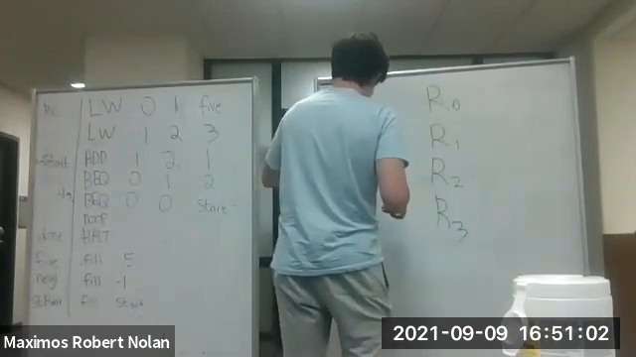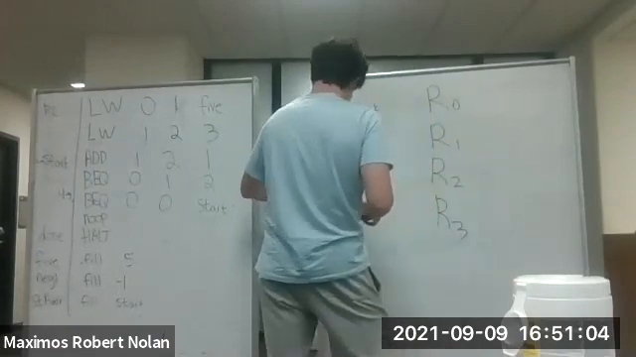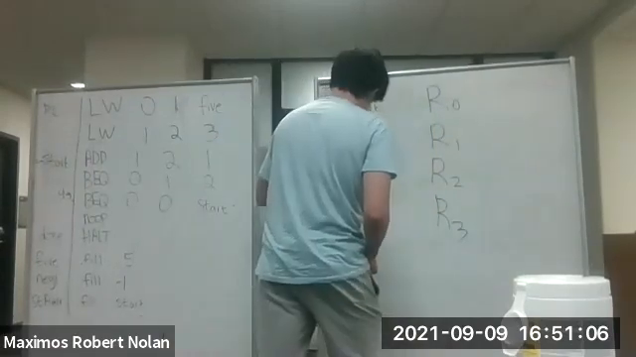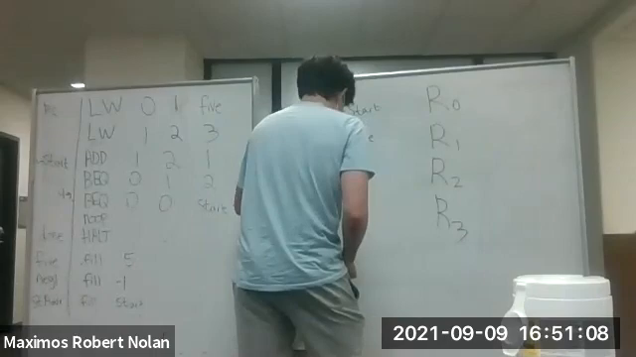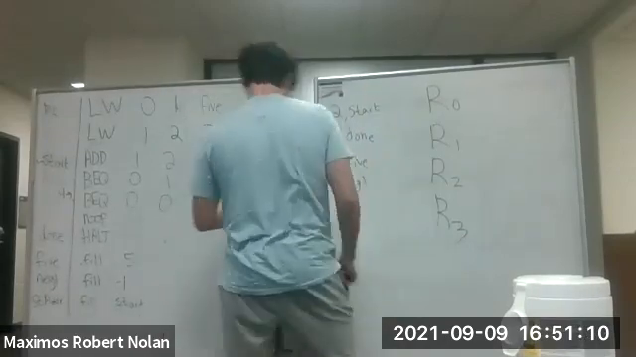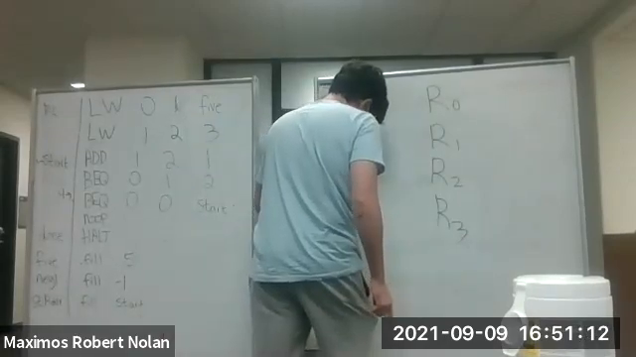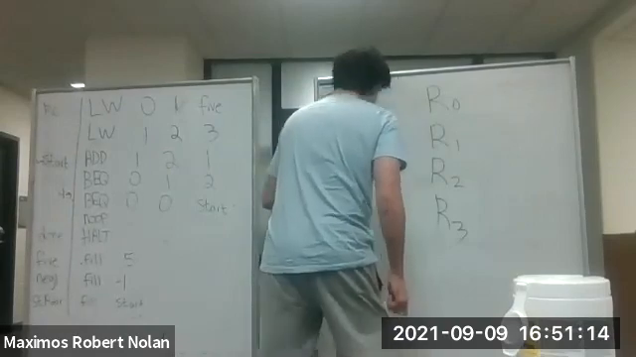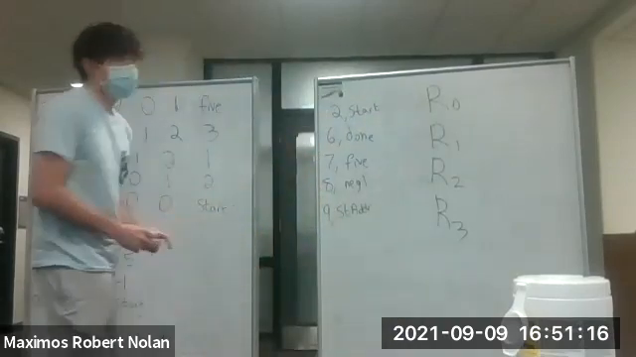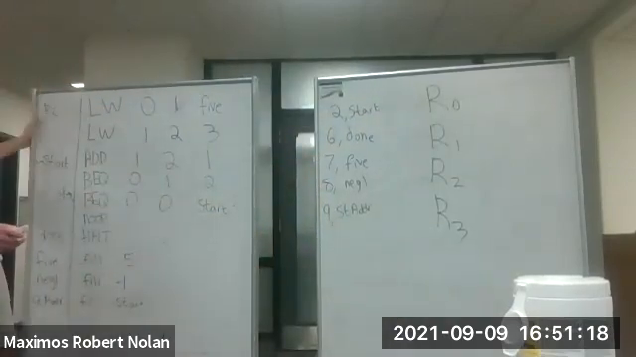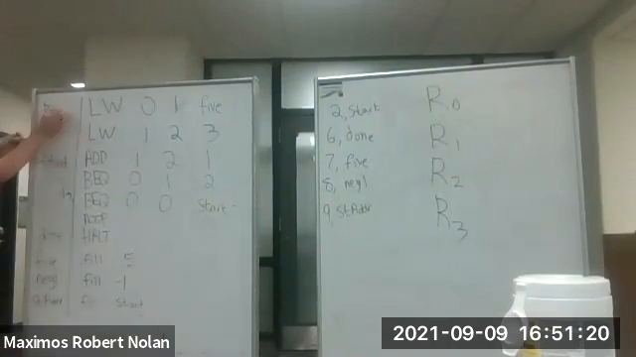7 is 5. 8 is -1. And 9 is ST error. So here's my first pass. I went through my assembly program and I figured out where each label is at. So again, we have start at line 2, done at line 6, 5 at line 7, -1 at line 8, and then ST adder at line 9.